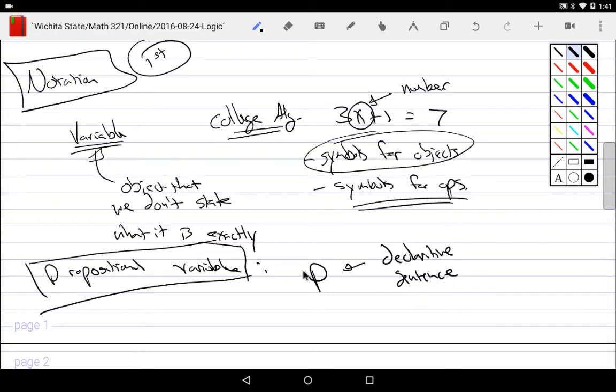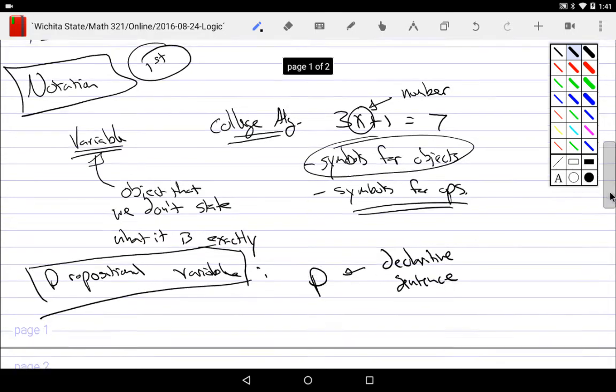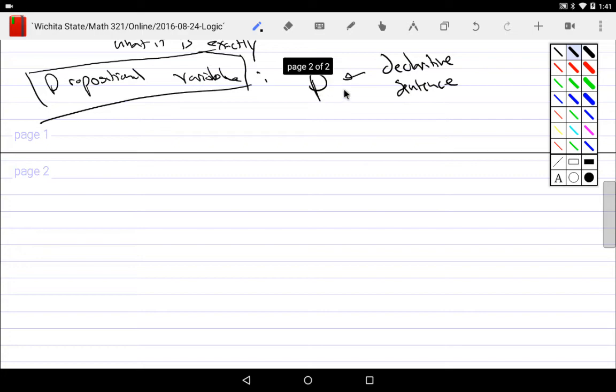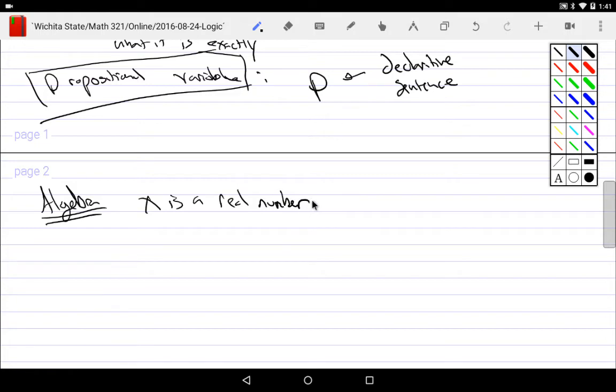Declarative. And it's just holding its place. Now, what's interesting about this declarative sentence that's holding its place is the difference between that and, say, for example, back to algebra. In algebra, if I have x is a real number, we could visualize this by just simply writing the real number line.